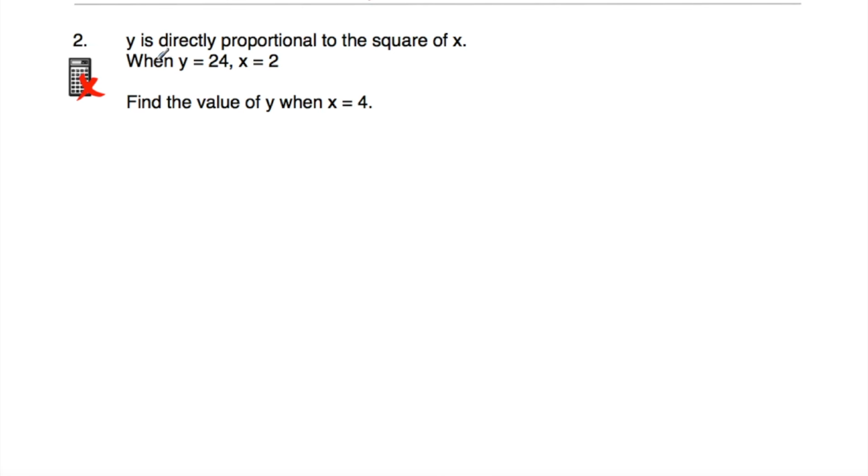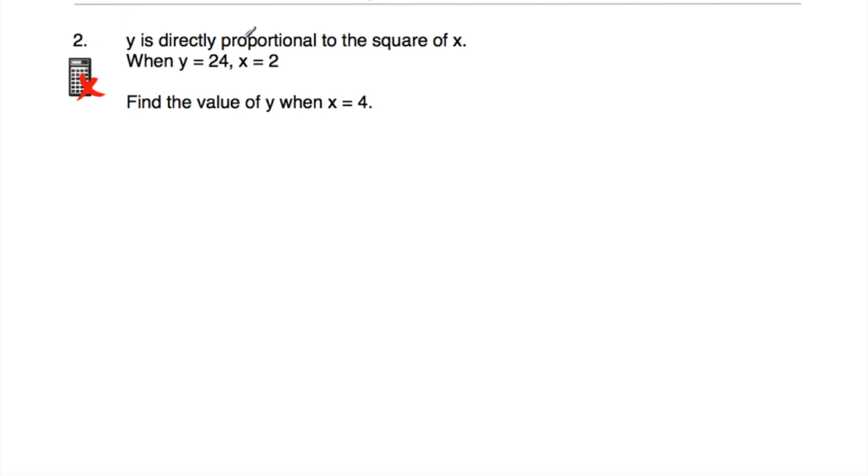So this time, rather than it just being y is proportional or directly proportional to x, we've this time got the square of x. Then we're told a pair of information. We've got that whenever y is equal to 24, x is equal to 12. And then we've been asked to find y whenever x is equal to 4. Okay, so let's start off with the statement.